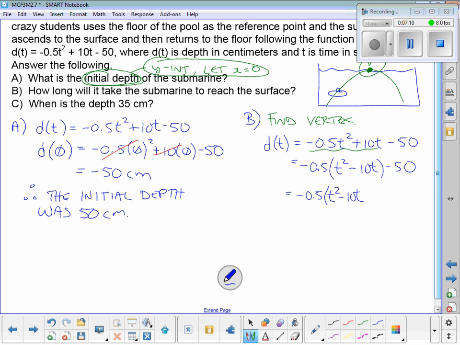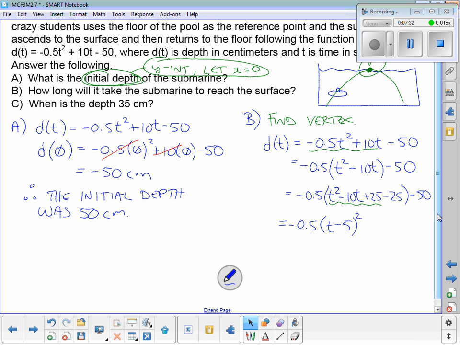Negative 0.5 t squared minus 10t. We divide by 2, so that would be 5. Square it, plus 25. To keep balance, I have to subtract 25, minus 50. Those first three terms create our perfect square. So negative 0.5 bracket t minus 5 squared.